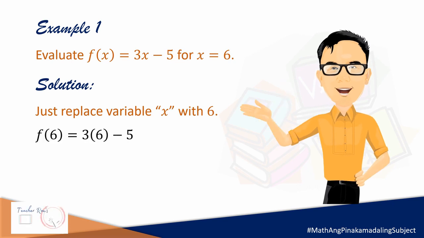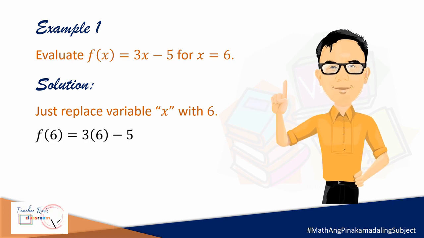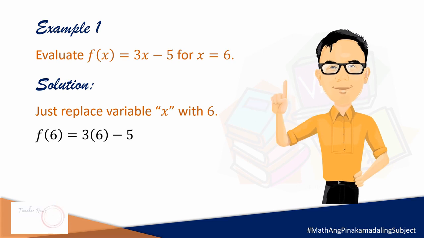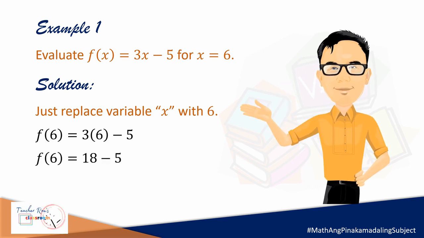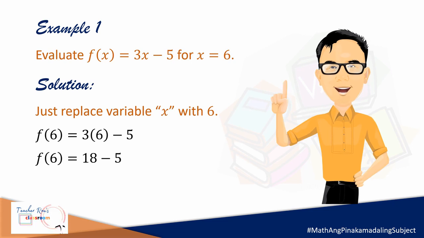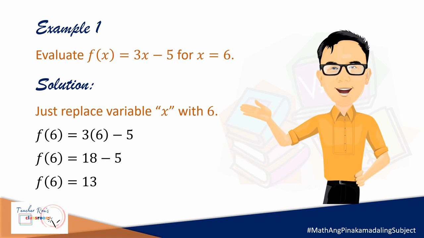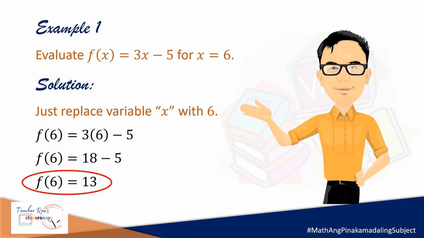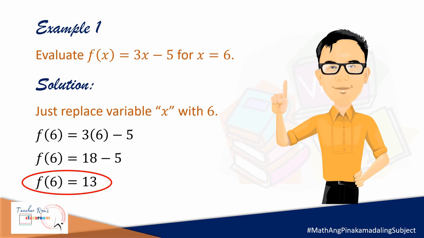We have f of 6 equals 3 times 6 minus 5. 3 times 6 equals 18. Then bring down minus 5. We have now 18 minus 5 equals 13. Therefore, f of 6 equals 13.